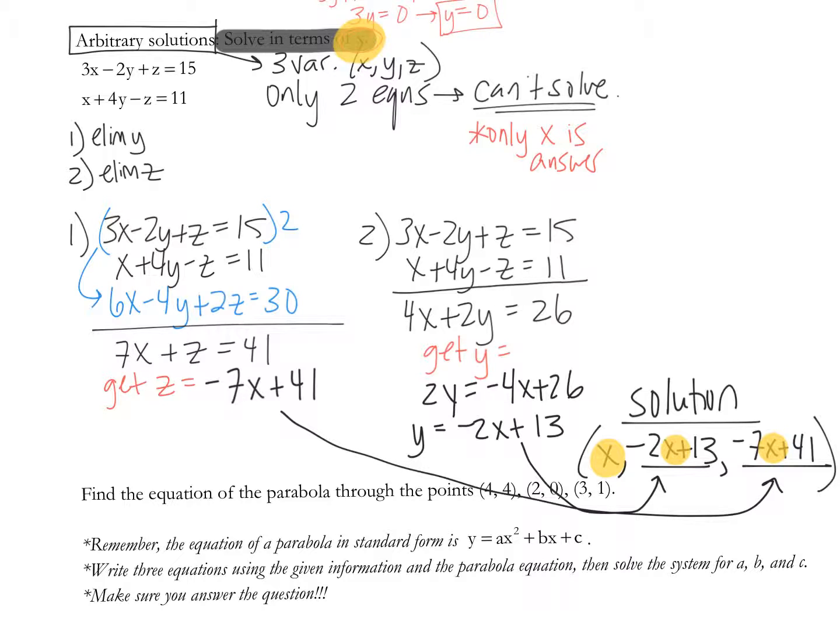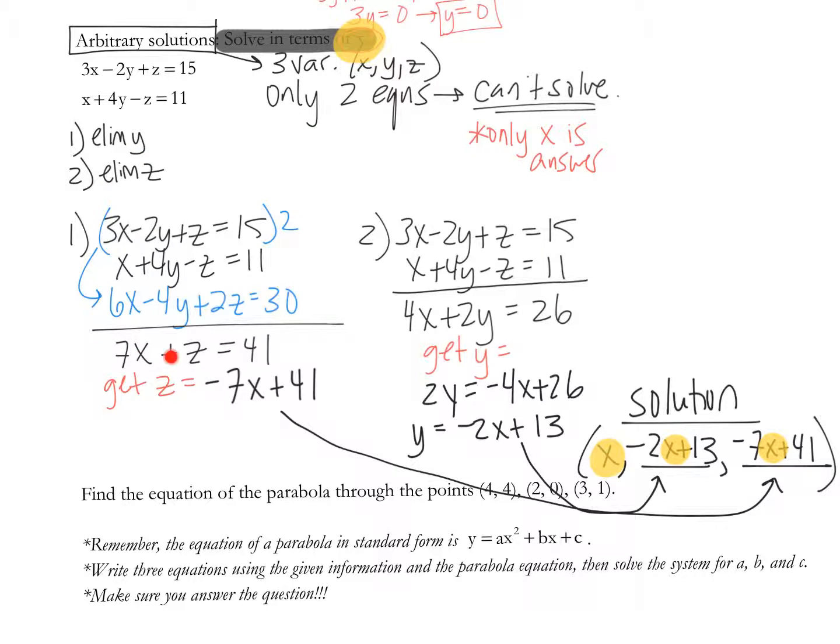These are the steps for arbitrary solutions. This is definitely one of the tricky parts. So just to recap, we're only given 2 equations. That's how you know you have to do arbitrary solutions. We actually can't solve it unless we have 3 equations. And since they said write in terms of x, that means I'm only going to have x's in my answer. And because of that, I need to eliminate y, and I also need to eliminate z.